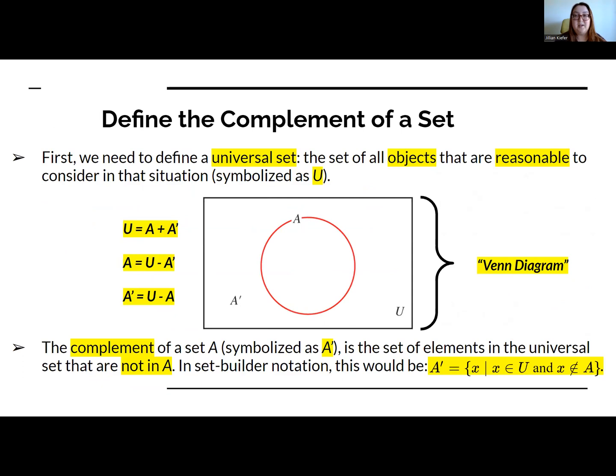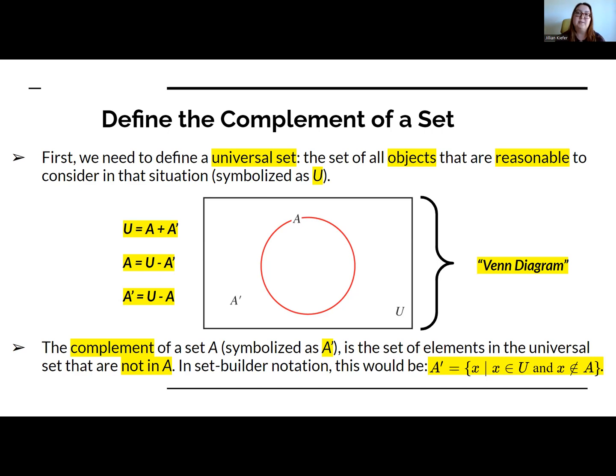So, defining the complement of a set. The first thing we're going to go over is basically what is not in a set. First, we have to define a universal set. This is a set of all objects that are reasonable to consider in a certain situation. This is symbolized with just the letter U. Your universal set does not contain everything in the universe. Your universal set will be something more specific, like the universal set of animals. That would be all animals that live on Earth, essentially. So in that case, that's not everything in the universe, it's just the animals in the universe.